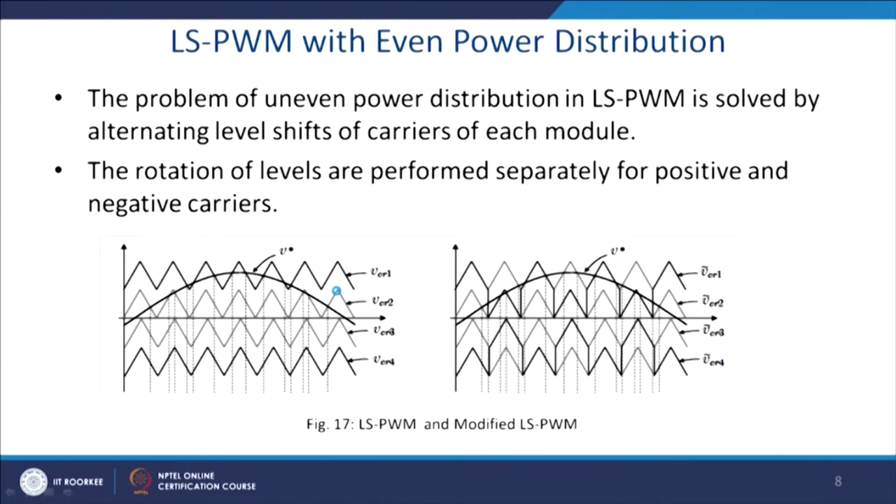Now, this is the case which I was discussing right now, level shifted PWM, and this one is a modified level shifted PWM. Let us see what is the difference between these two. The problem of uneven power distribution in level shifted PWM is solved by alternating the level shifted carrier of each module. So, what does it do? The rotation of the levels is performed separately for the positive and the negative carrier.